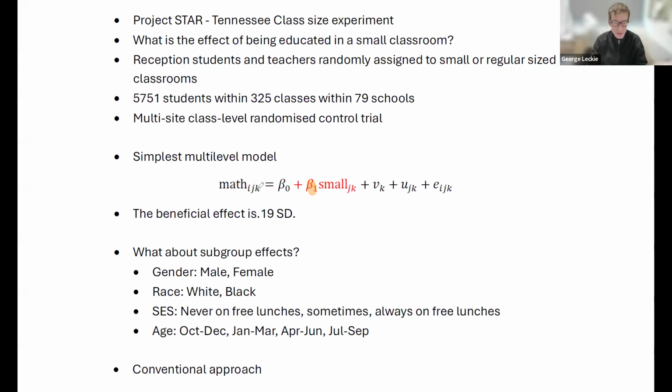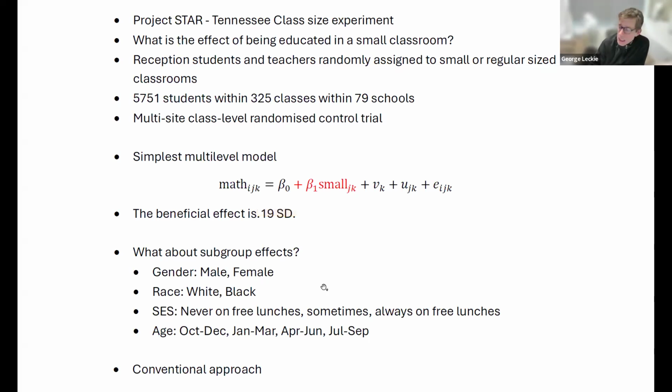To make things easy, I've standardized the outcome, so we're in standard deviation units when we look at beta 1. We've got school effects, class effects, and student residuals to take into account the dependencies in the data. What we get out is that beta 1 is a statistically significant 0.19 of a standard deviation, which is decent in educational research. So the researchers would be very happy with that, and indeed they were.